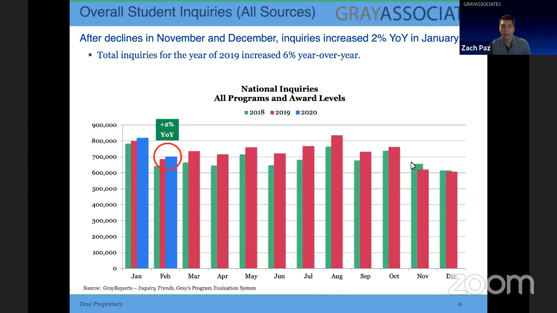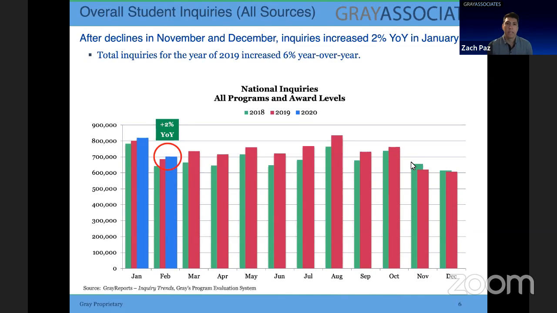So in February, there was actually an increase in inquiries. We have a 2% overall increase in our database. And so that's good to see, because in November and December, we were seeing declines. And so in January and February, we're now seeing two consecutive months of increases in our database.